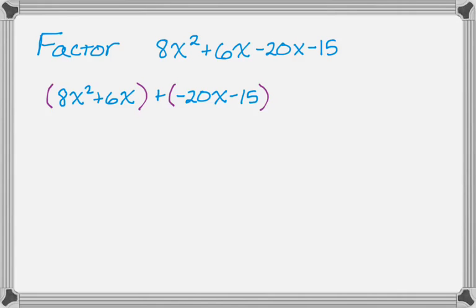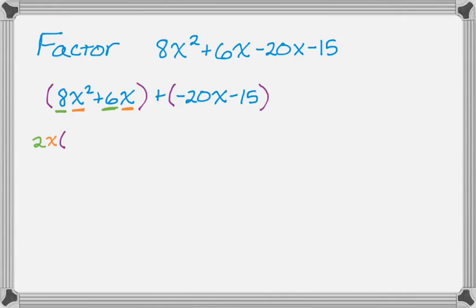So the first set of parentheses, it's as if the second one doesn't even exist. So don't worry about it right now. We're worried about 8x squared plus 6x. So we look at the coefficients, 8 and 6. The greatest common factor of those is 2, so we take out a 2. Then we look at x squared and x. The greatest common factor is x. And now what are we left with?